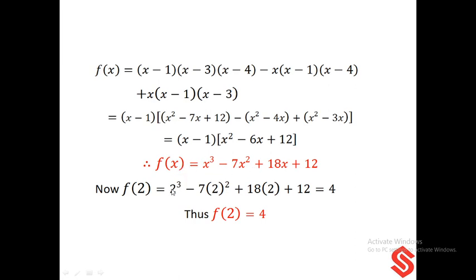Now let us find f of 2, means substitute x is equal to 2 in this polynomial. We get 2 cube minus 7 into 2 square plus 18 into 2 plus 12, that is 4. Therefore f of 2 is equal to 4.